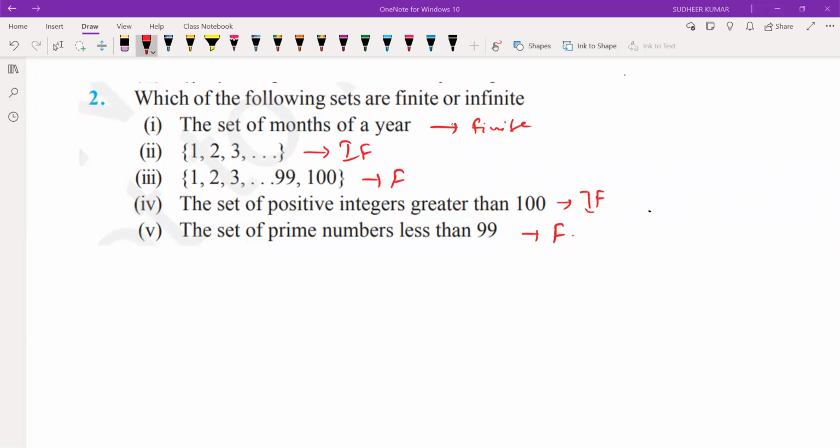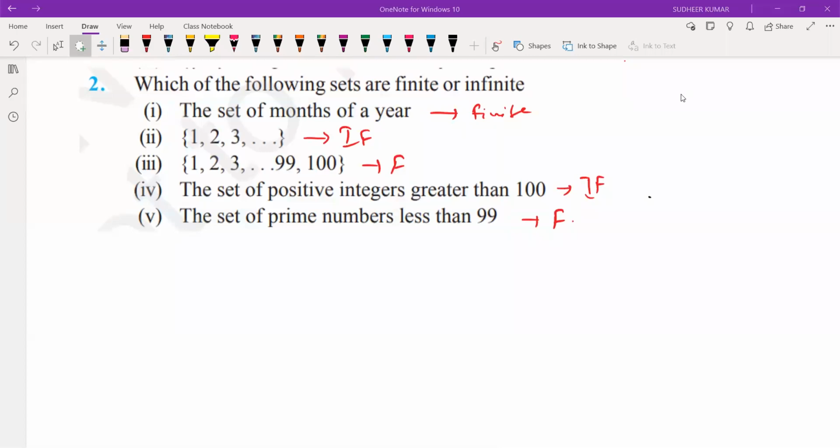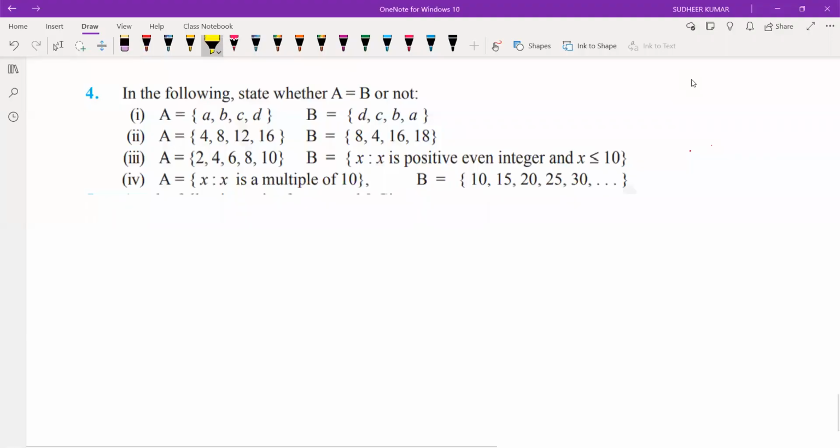Okay. Next. What is the next question? For the following sets, state whether A equals B or not. A is the set {a, b, c, d}, and B is {d, c, b, a}. Are these equal or not? Yes, sir. The order of elements of a set is immaterial. So a exists, b also exists, c and d. So A equals B.